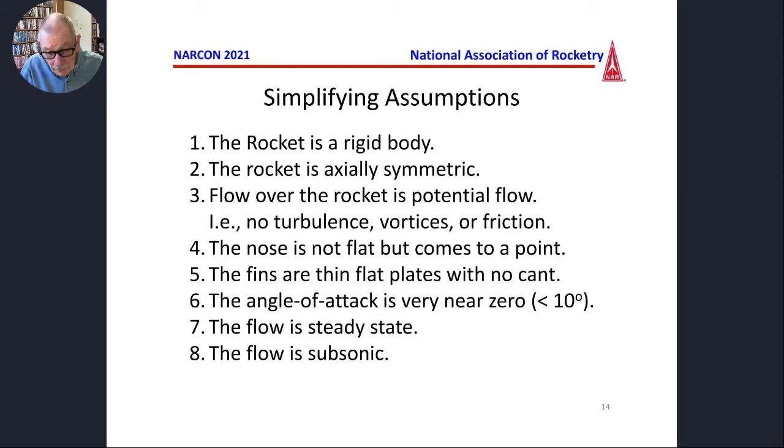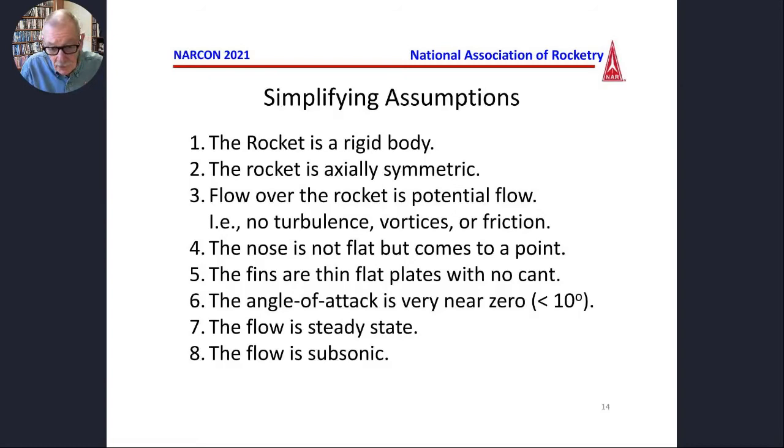Obviously, there are a few rockets around that people build with flat noses, and the equations are not as accurate for them as they would be for a rocket whose nose comes to a point, like an ogive rocket like this one, or one with a conical nose like this one. These all basically come to a point, and that provides a smooth flow over the rocket. Part of the problem with a flat nose or very blunt nose is that they tend to get turbulent flow, and that can cause instabilities.